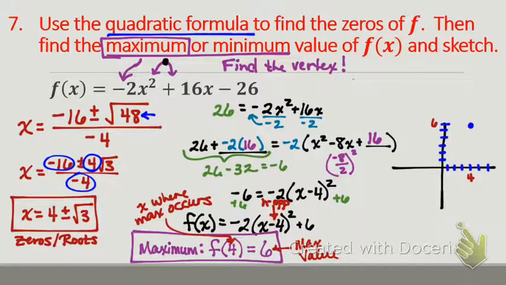Can somebody grab a calculator? Cell phone calculator is fine. We want to figure out approximate locations of these roots, just so I know about where to put this for my sketch. I need 4 plus the square root of 3. So if you're using a cell phone calculator, you do square root of 3 first, and then plus 4.